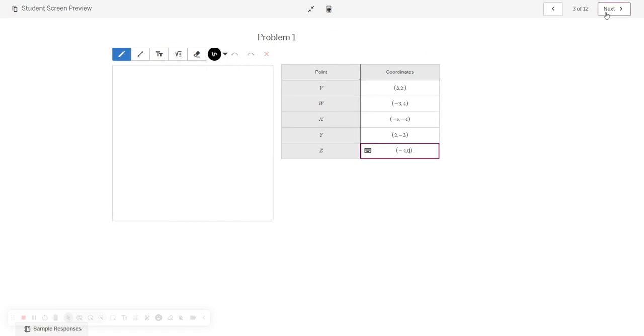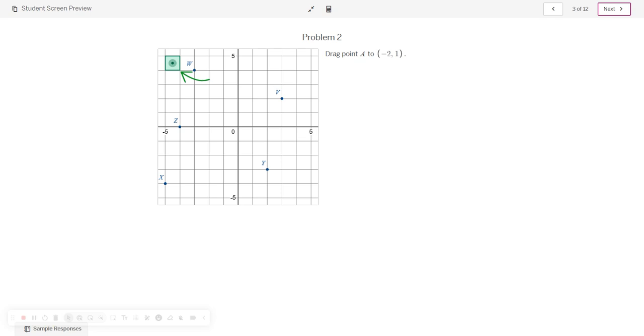And then we've got some other stuff in the workbook to do. It says drag a point to negative 2, 1. Well, this is 0, 0, so I go negative 1, negative 2, up 1 is right there. To 1, negative 2 would be, here's 0, I go positive 1, 1, 2.